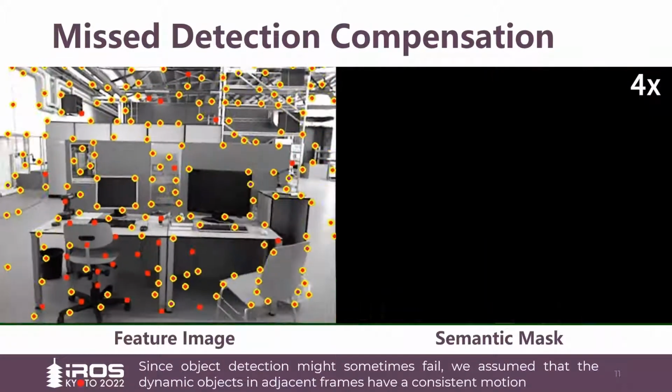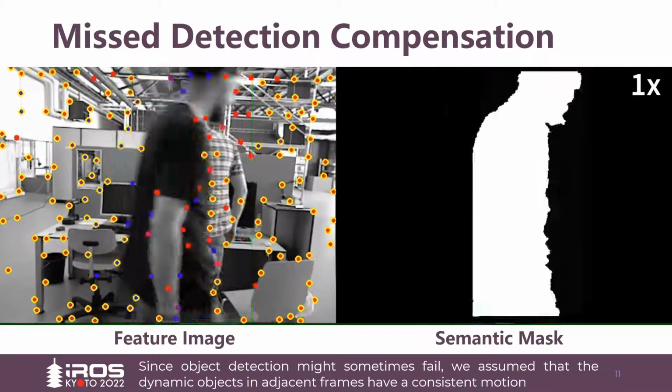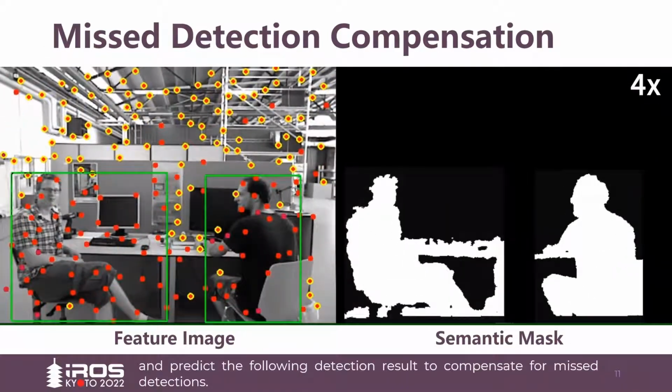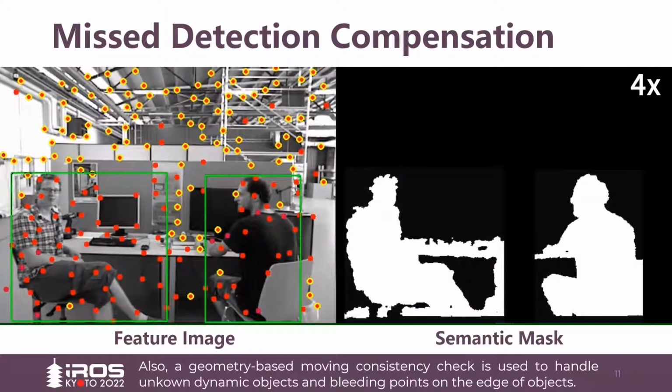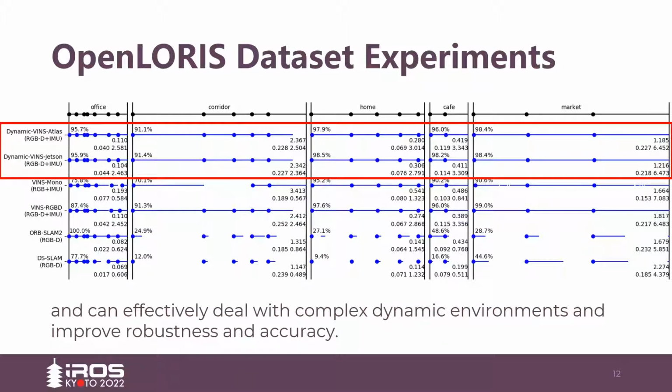Since object detection might sometimes fail, we assume that the dynamic objects in adjacent frames have consistent motion, and predict the following detection results to compensate for misdetection. Also, a geometry-based moving consistency check is used to handle unknown dynamic objects and bleeding points on the edge of objects. In open-source dataset experiments, the proposed Dynamic VINS outperforms other state-of-the-art algorithms and can effectively deal with complex dynamic environments and improve robustness and accuracy.